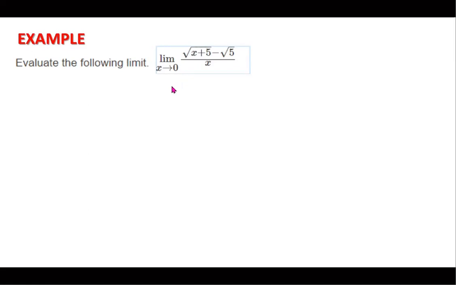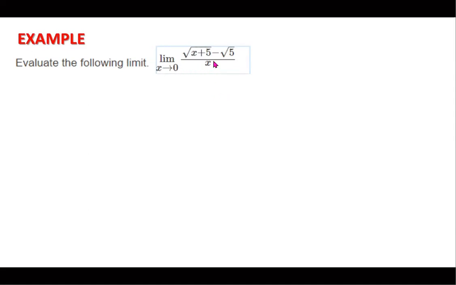Why can we not make direct substitution? Let's see. If you plug in 0, you'll see that the denominator will be 0. And remember, in a fraction, you cannot have denominator 0. In fact, if you plug in 0, the numerator will become 0 and the denominator will be 0. It will be 0 over 0, which is an indeterminate form. So we cannot make direct substitution like that.